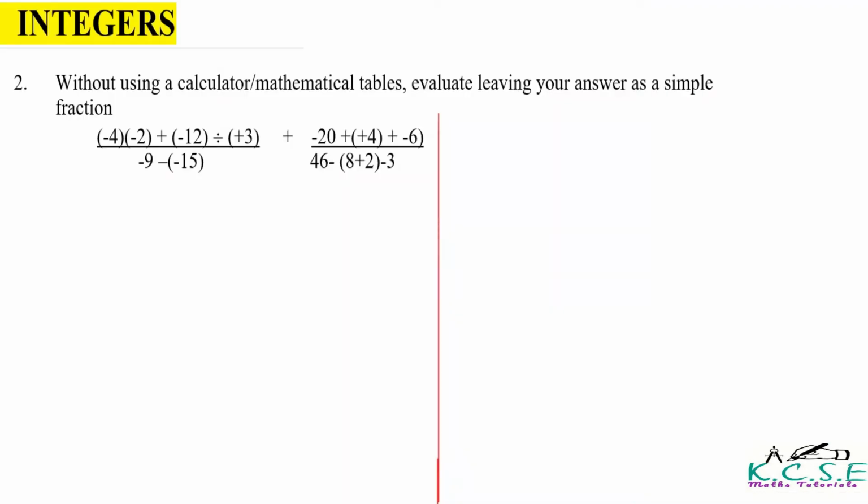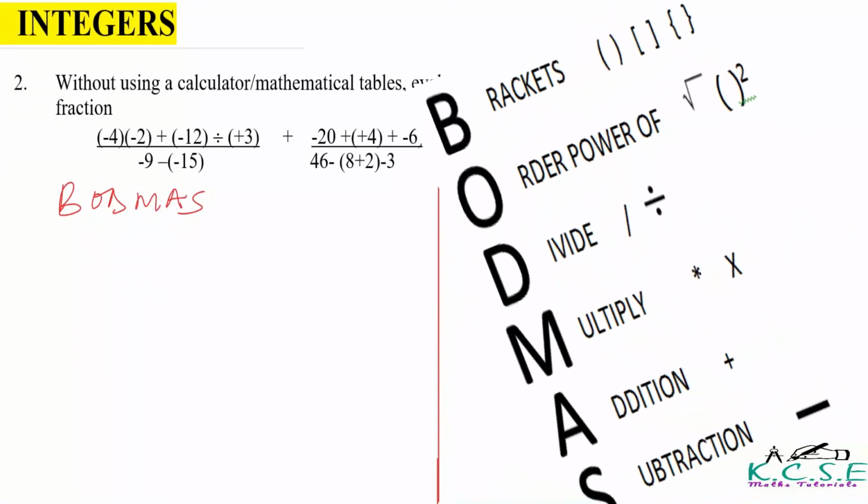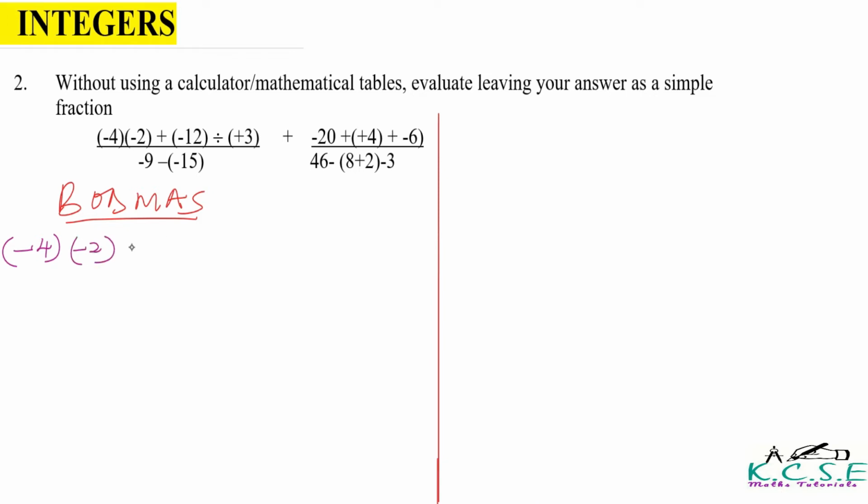Question number 2. Without using a calculator or mathematical tables, evaluate, leaving your answer as a simple fraction. The first thing to note is this rule, the order of operations, is what you're going to use. Very important. So let's begin with the left hand side of the question, of negative 4 multiplied by negative 2 plus negative 12 divided by positive 3.